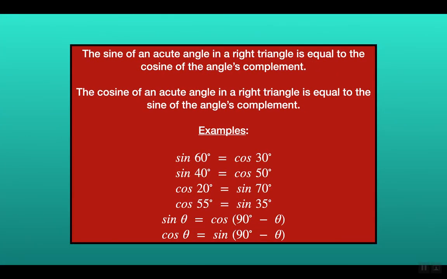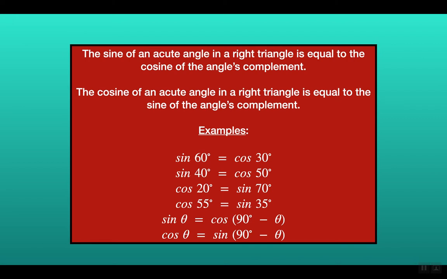Now this is not a question. This is just a concept I want to go over that we're going to review in the next couple questions. It requires you to remember this. At first glance, this may seem complicated, but it's actually extremely simple. It says the sine of an acute angle in a right triangle is equal to the cosine of the angle's complement, and the cosine of an acute angle in a right triangle is equal to the sine of the angle's complement. The word complement is referring to the complementary angle. If you forgot what complementary means, those are two angles that add up to 90 degrees.